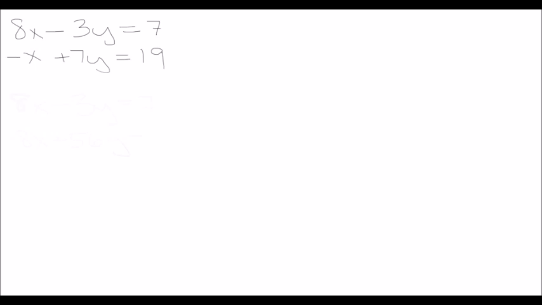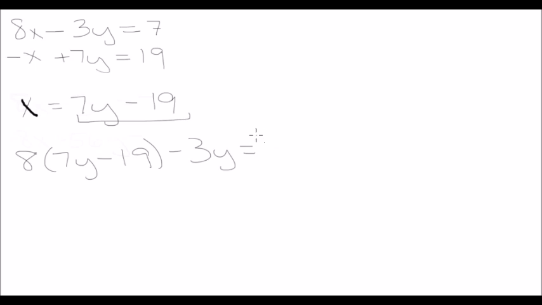For the substitution method, remember that the goal is to get one of the variables by itself. So I look at the second equation and I say, well, the x is pretty close to by itself right now. So I'm going to go ahead and multiply both sides by -1. And then move the 7y to the other side so that I get that x is equal to 7y minus 19. And then I'm going to substitute this entire expression into my first equation so that I get that 8 times 7y minus 19 minus 3y is equal to 7.